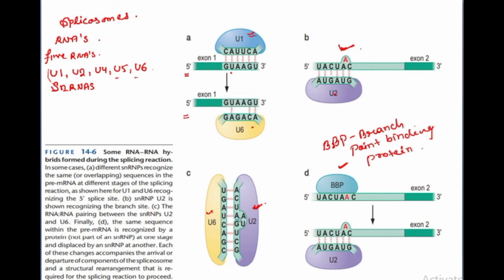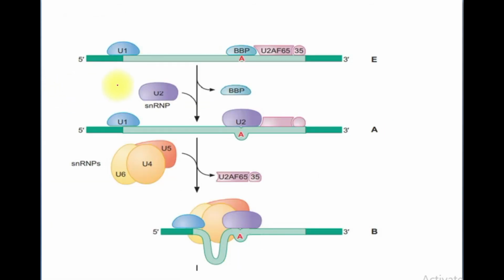So let us see the mechanism of how this is done. The U1 snRNP will come and bind to the 5 prime splice site, and the BBP, the branch point binding protein, will bind near the branch point, that is near the adenine. Along with it there will be U2AF 65 and 35 adjacent to the BBP, and this complex is known as the E complex. It is also known as the commitment complex.